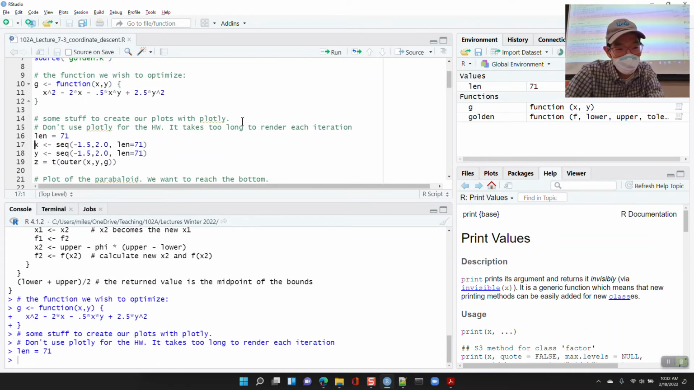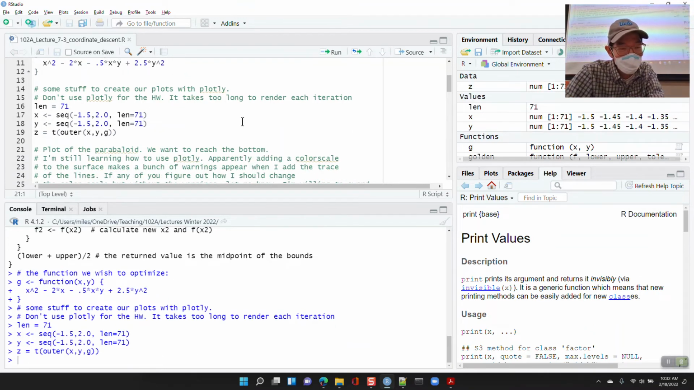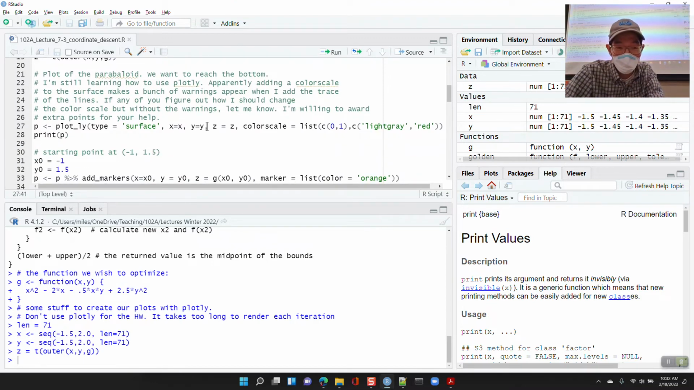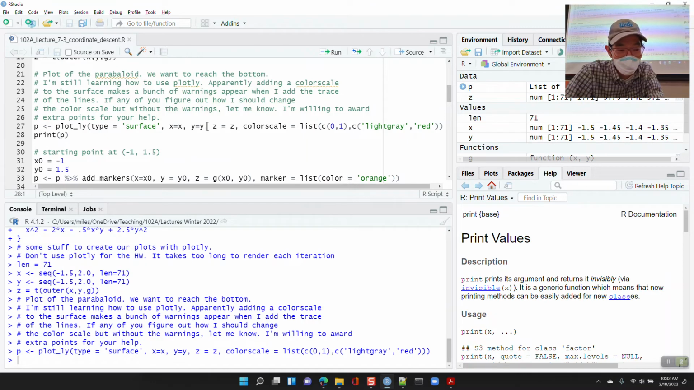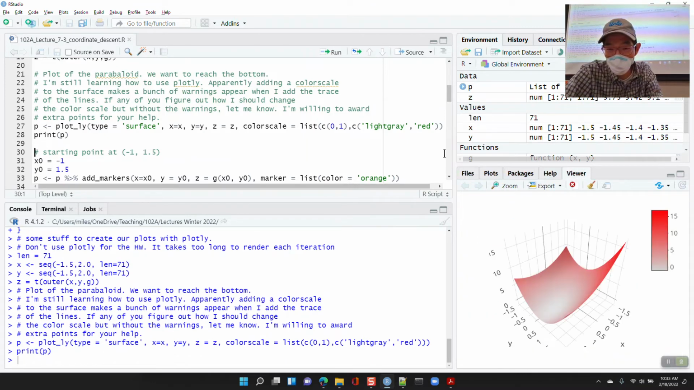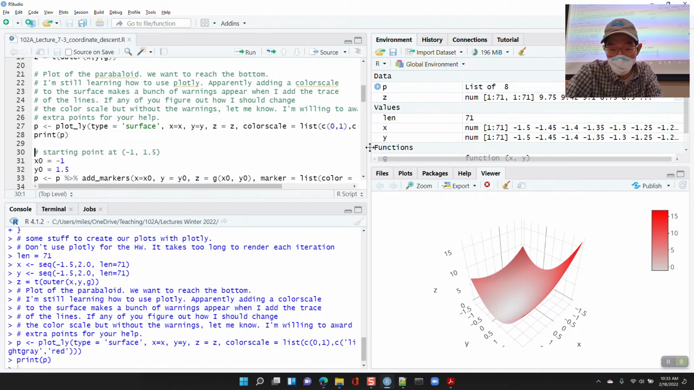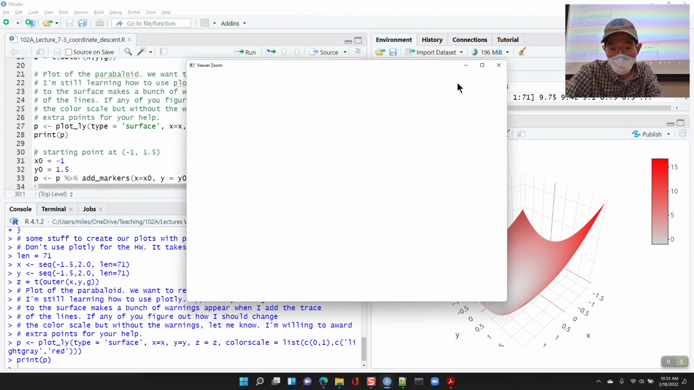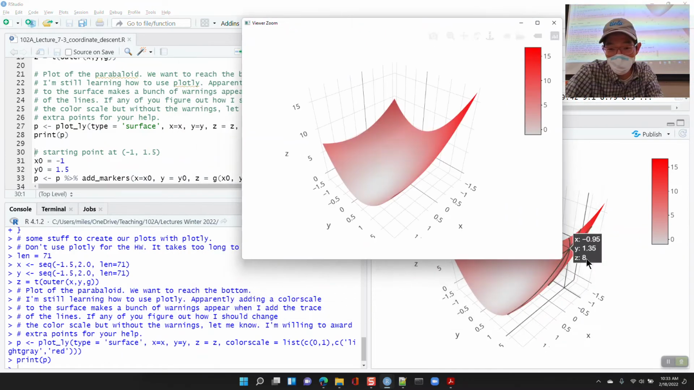Okay, so anyway, what I'm going to do is create this plot using this package called Plotly. And let's see if we can get this going here.